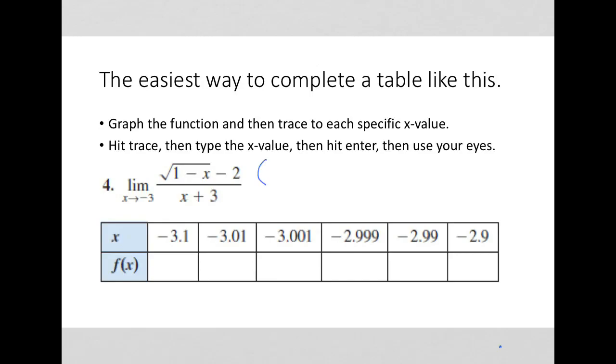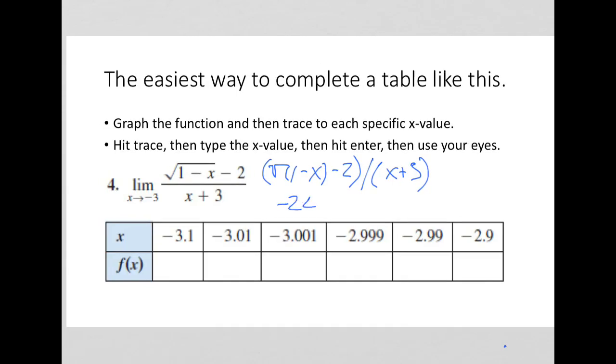It's going to go parenthesis, square root, and then if you're on an 83, it'll do that parenthesis, 1 minus x, close that parenthesis, minus 2, close that parenthesis, divided by parenthesis, x plus 3, close your parenthesis. So if you do that, I'm just going to graph it on the window. Look at your values there. I'm just going to go from -2 to 4.